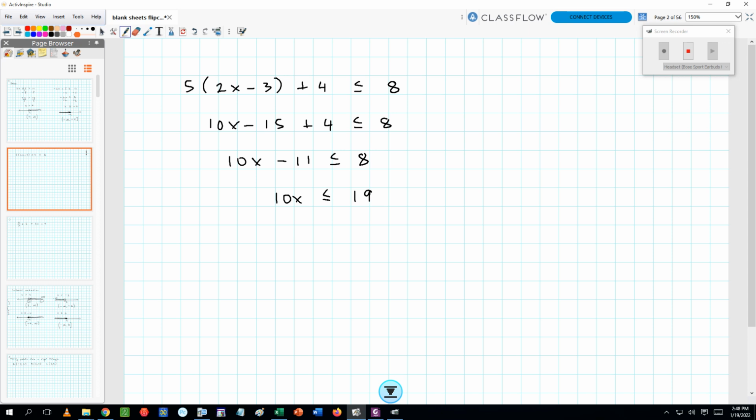And then I'll divide by the 10. Can't divide a 10 into a 19. I can't even reduce it. That's my best answer.